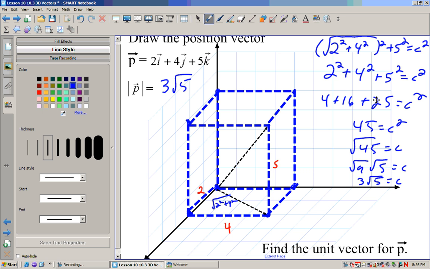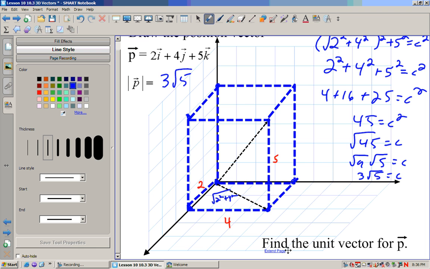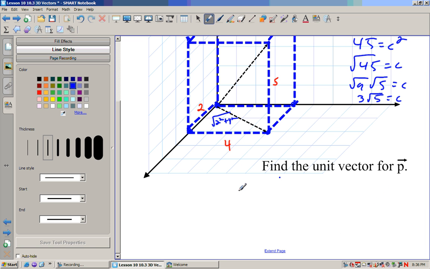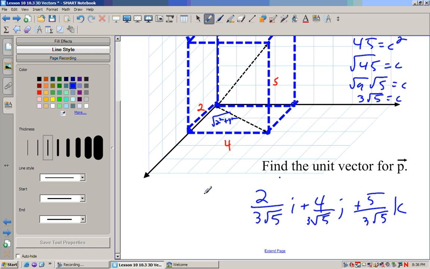So if I want to find the unit vector, which it says down here, find the unit vector for p, I take each of the dimensions, 2 divided by 3 root 5, i, plus 4 divided by 3 root 5, j, plus 5 divided by 3 root 5, k. And that will be my unit vector. Now I could rationalize this. It would be 2 root 5 over 15, or 4 root 5 over 15, or 5 root 5 over 15, which would be root 5 over 3. But this is good enough for right now.